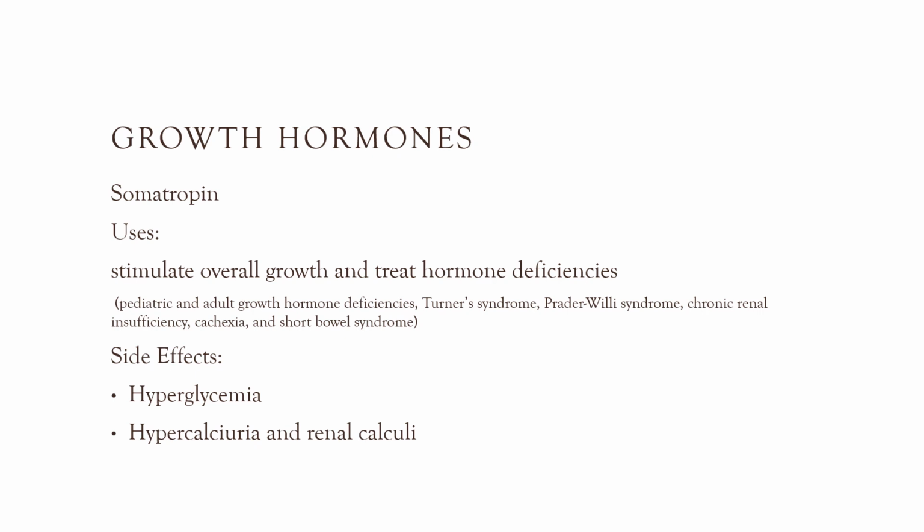All right, so now we have growth hormones. This is our somatropin. This is going to be used to help somebody who has growth hormone deficiencies, such as Turner syndrome. It can also help someone who has wasting syndrome with HIV and AIDS, and it can also help to increase lean muscle mass in adults. It's going to be given IM or sub-Q.